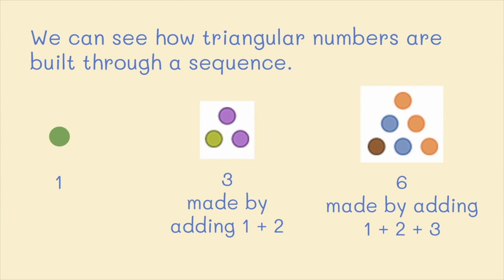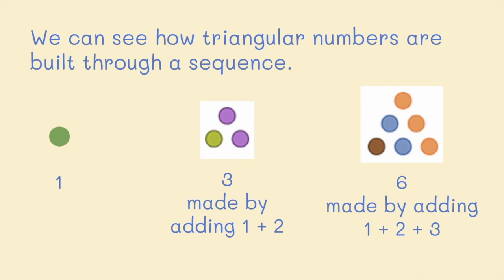You can see how triangular numbers are built through a sequence by looking at a number sentence that makes up the triangular number. 1 is just made up of 1, obviously, but then it gets interesting when we start making 3. We make our 3 triangle by adding 1 plus 2 more dots. 1 being the first triangular number in the green dot, and then 2 being the 2 purple dots that we've added. Then we take that again and we add 3 to make 6.